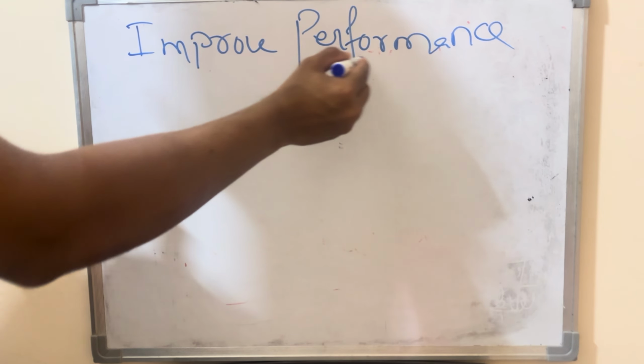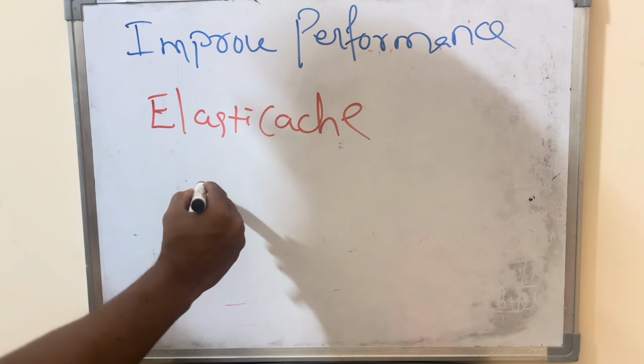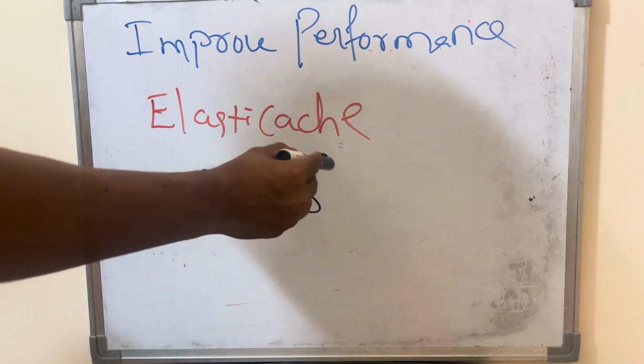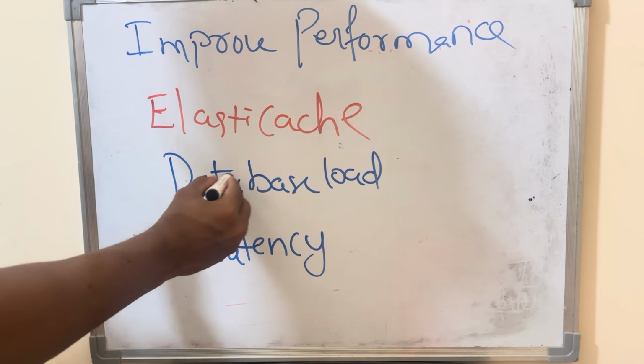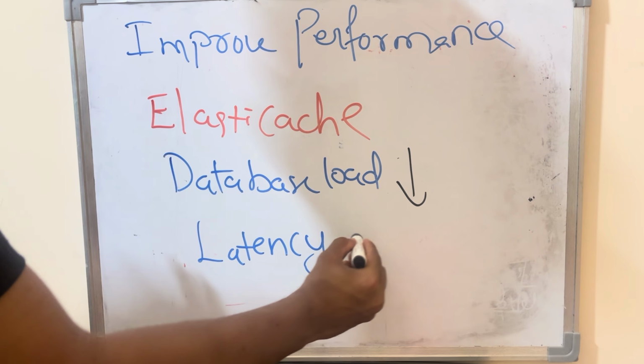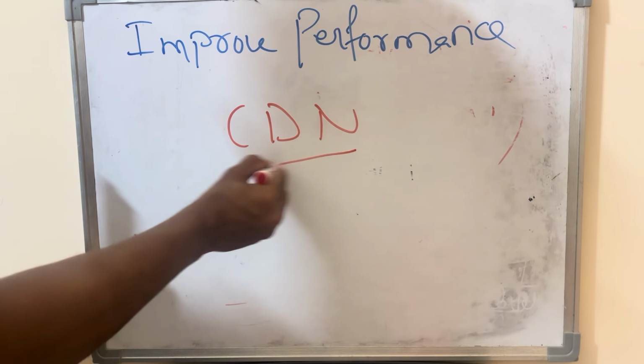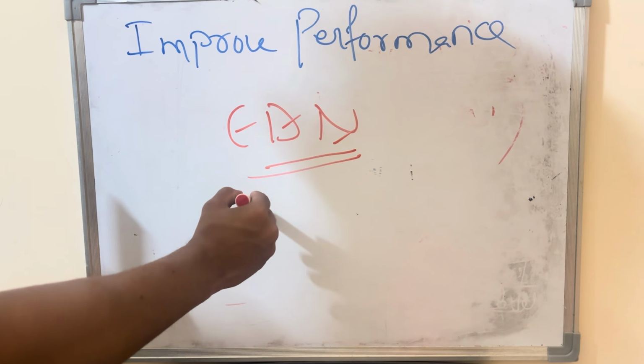Then you can explain what you can do to improve the performance. You can use ElastiCache, Redis, because the application is read heavy. This stores the frequently accessed data. It reduces the database load. In turn, it reduces the latency too. You can add a CDN, Content Delivery Network, for static content.